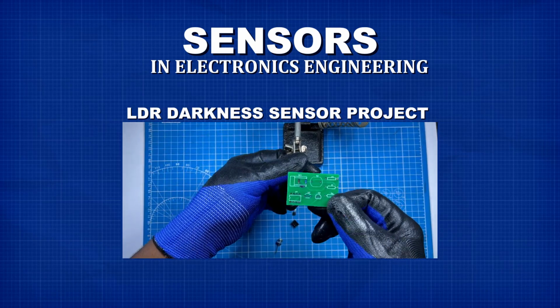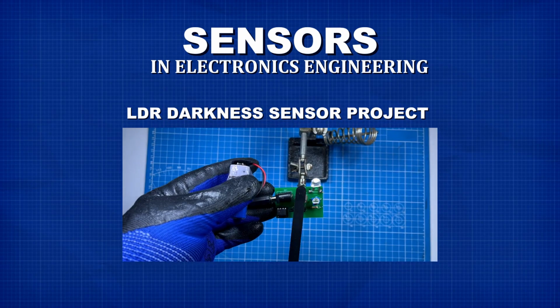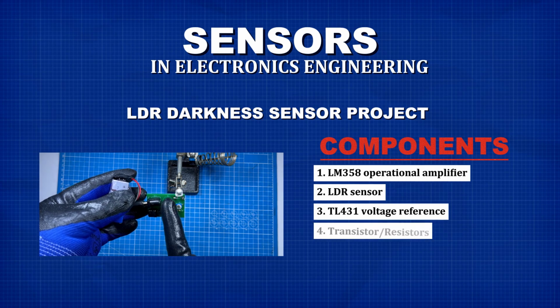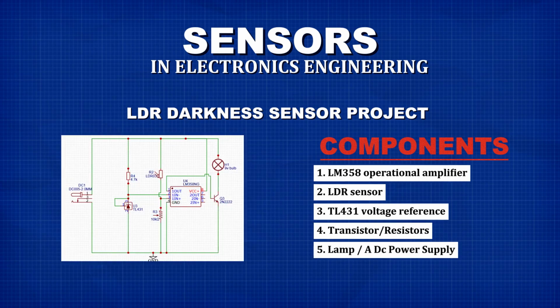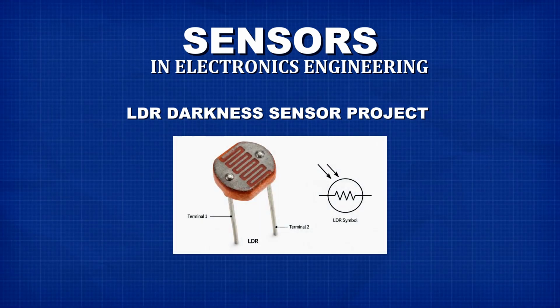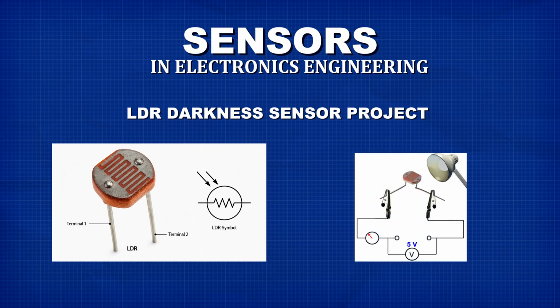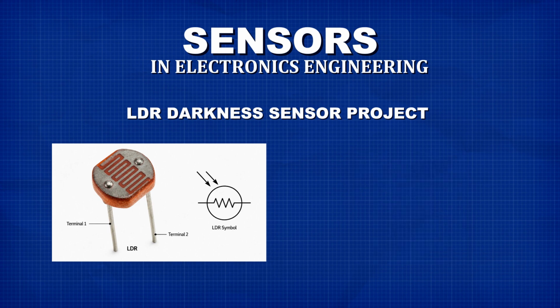Here we have the complete circuit built using an LM358 operational amplifier, an LDR sensor, a TL431 voltage reference, a transistor, resistors, a lamp, a DC power supply, and a PCB board. The LDR is the main sensing component in this circuit. LDR means light-dependent resistor. Its resistance changes depending on the amount of light falling on it. When light falls on the LDR, its resistance becomes low, but when the environment becomes dark, its resistance increases. This change in resistance creates a change in voltage, and that voltage is sent to the LM358 operational amplifier.